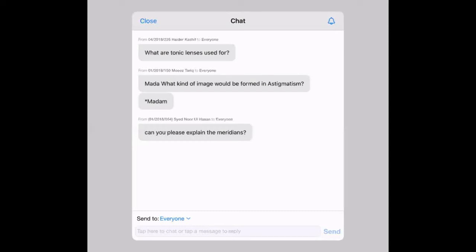Can you please explain the meridians? Okay, meridian means, to make it simple, one is horizontal and one is vertical. They are usually 90 degrees to each other. They can be otherwise also, but let's keep it 90 for this discussion. So it's just light rays focusing on one meridian, either horizontal or vertical. That is it.